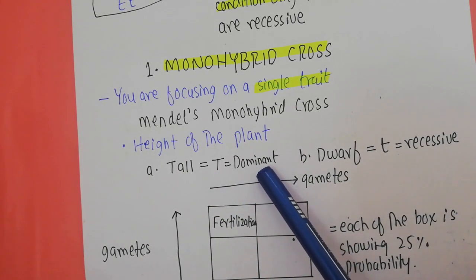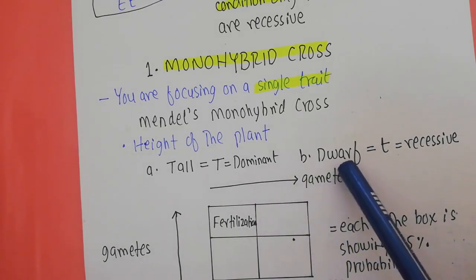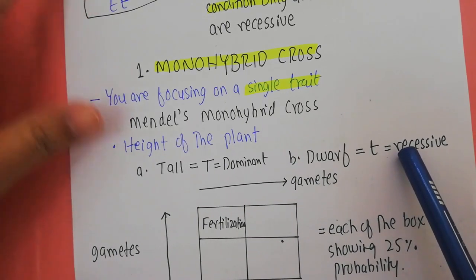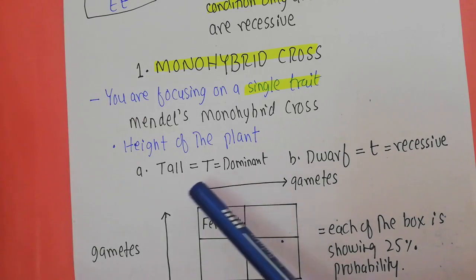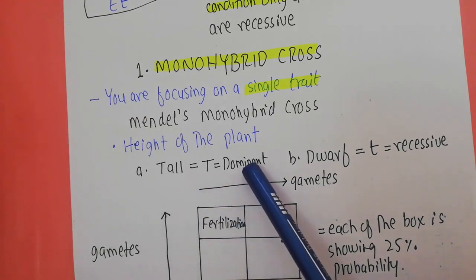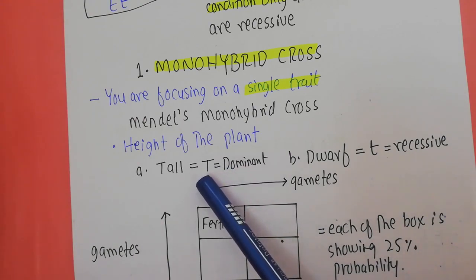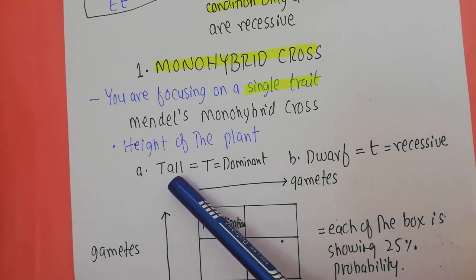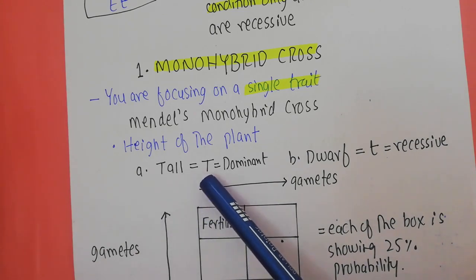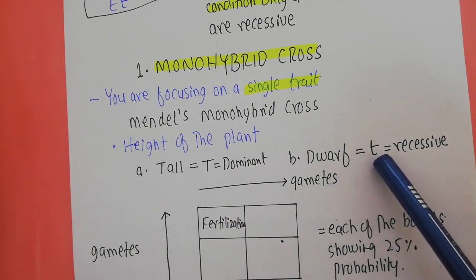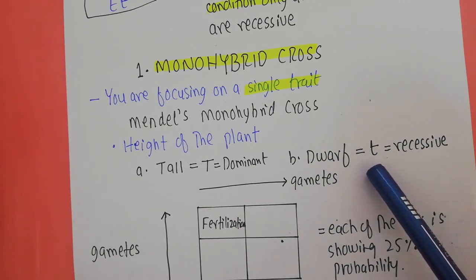That means it was expressing itself both in the homozygous and in the heterozygous condition. And the dwarf, that was a recessive trait. That means it can only express itself in the homozygous condition. Because the tall is dominant, it is customary to represent the dominant allele with a capital letter and the recessive allele with a small letter. So as the tall is dominant, it is represented by a capital T, and the allele for the dwarf is expressed by a small t.